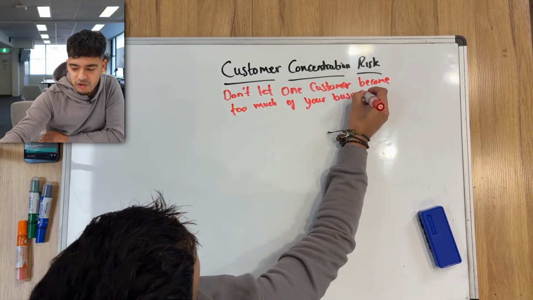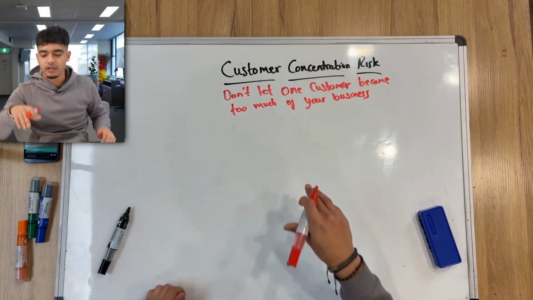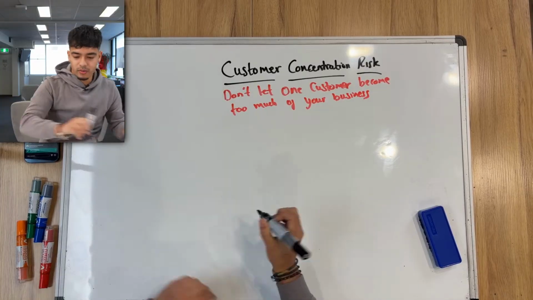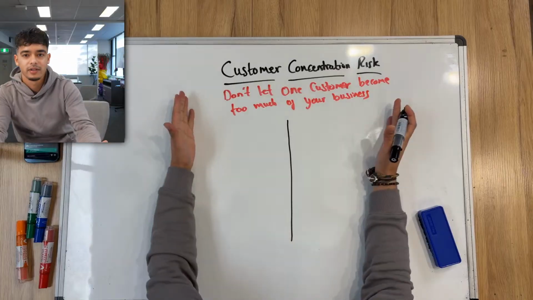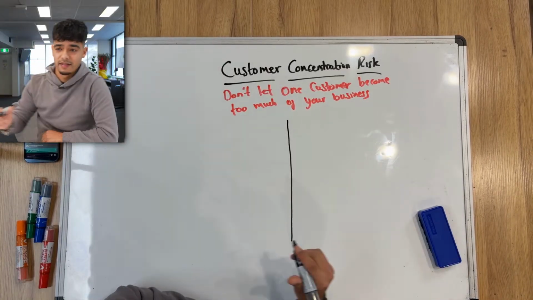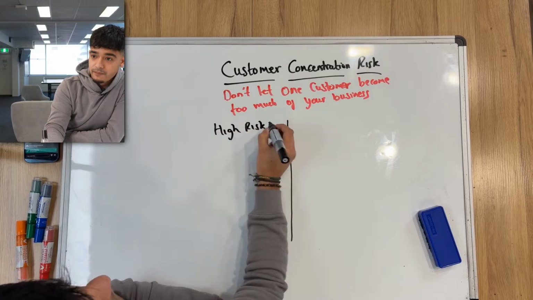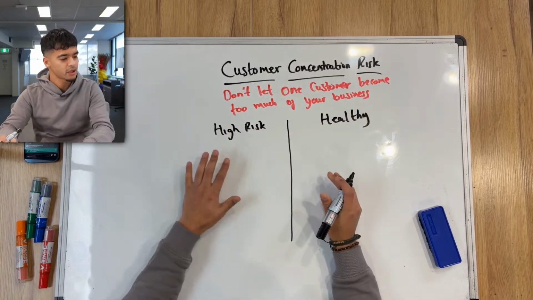I'm going to give you visualized examples. I'm going to go straight into it. What does this mean? It means don't let your customers become too much of your business. So let's draw two examples. We're going to have two sides again. I need to go a bit to the left, but hey. So this side is high risk. This side is healthy. Let's go with the high risk side.